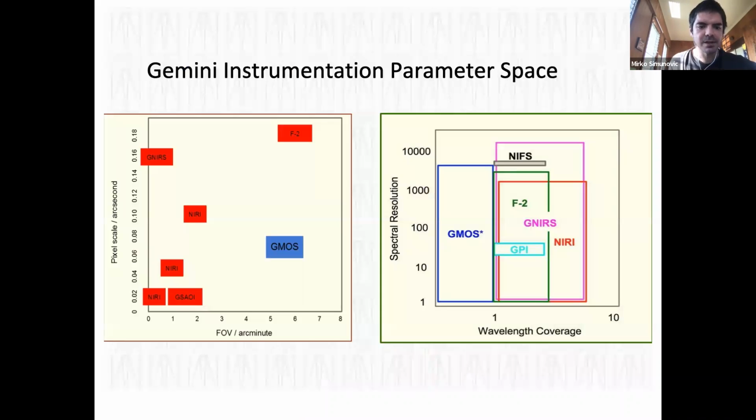And again, just to show you how different each instrument is at Gemini, each instrument will be optimized for a different level of field of view, which essentially is how far you can look, or the level of zoom, to put it in simple terms, of the observation, and also at different wavelengths, right? So each instrument is optimized for a different regime, for different kinds of observations.